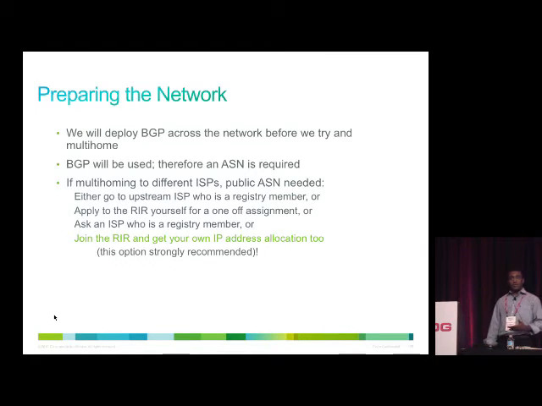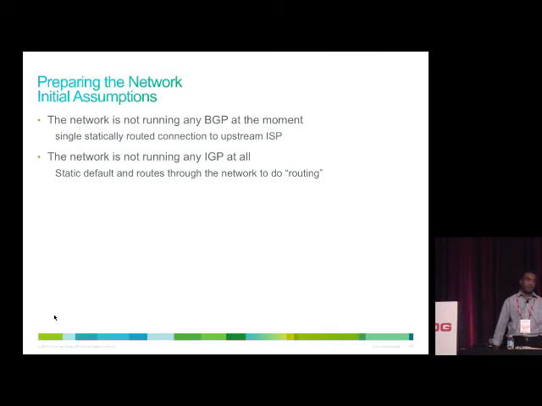Since we are running BGP, obviously, you'll need an autonomous system number. If you are playing around, you can use a private AS number. If you are doing it on a real network, then you better get it from the registries or from authorized service providers. So again, the initial assumption is you don't have IGP, you don't have BGP, you only have static routing. So your network is pretty much simple and dumb.